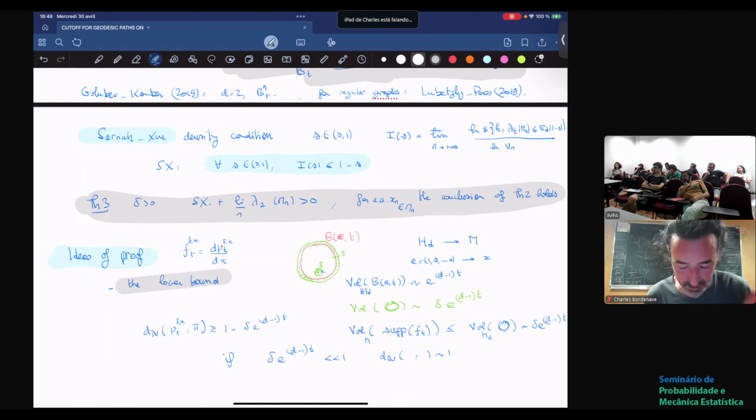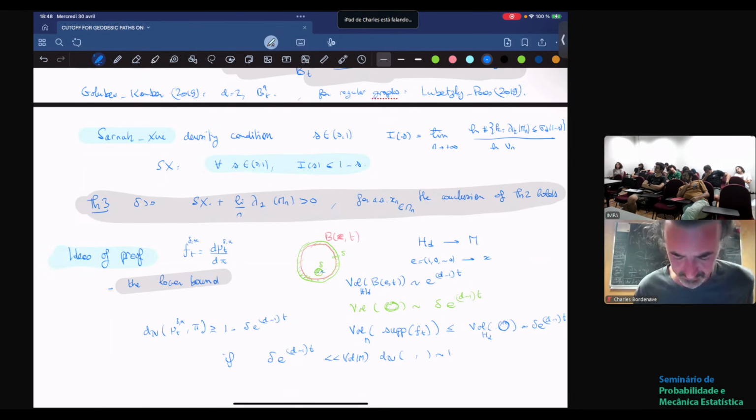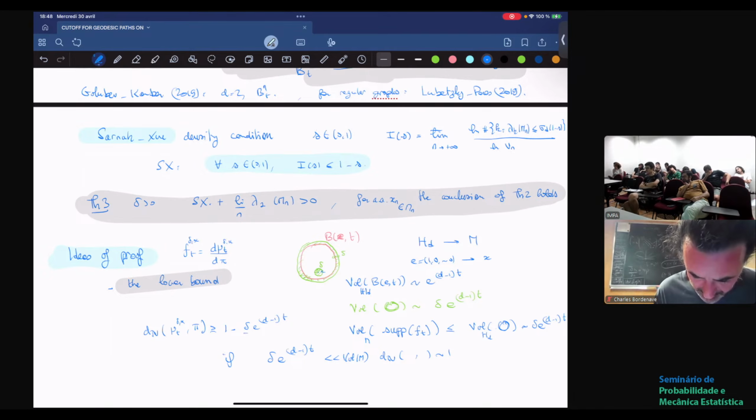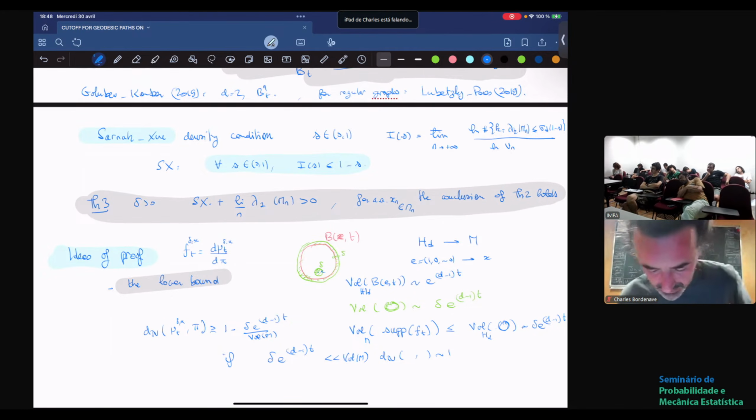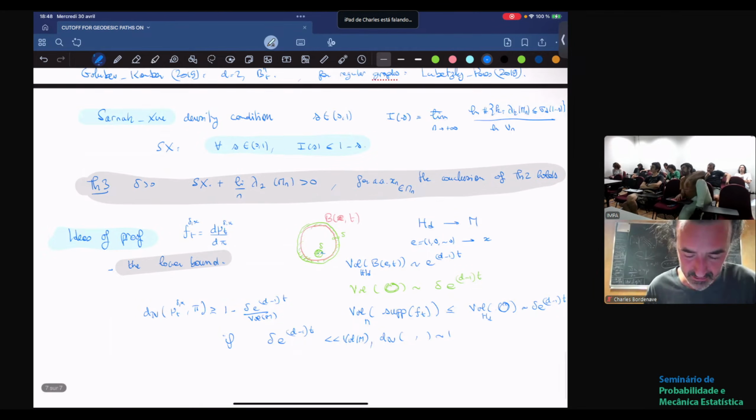I should have renormalized by the volume of M. So when the volume of M goes to infinity and delta is fixed, you get the lower bound that I've claimed. So the lower bound is not super hard to get.